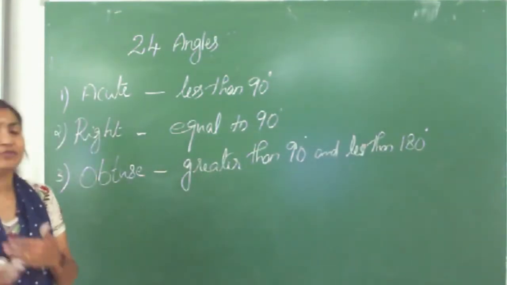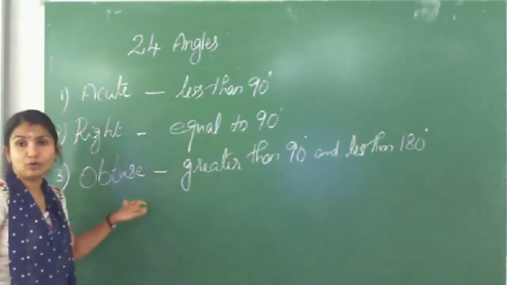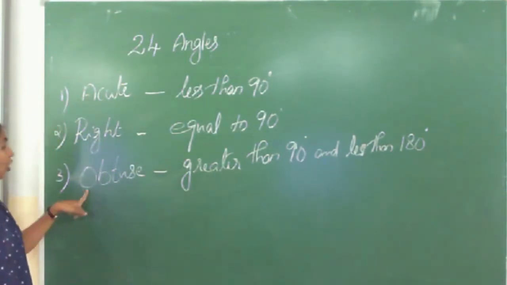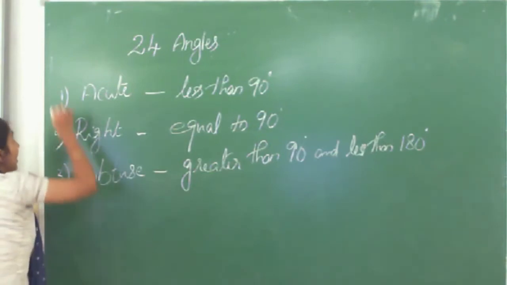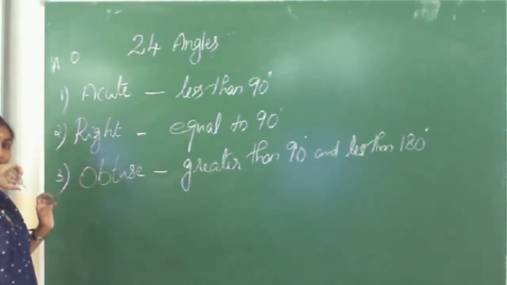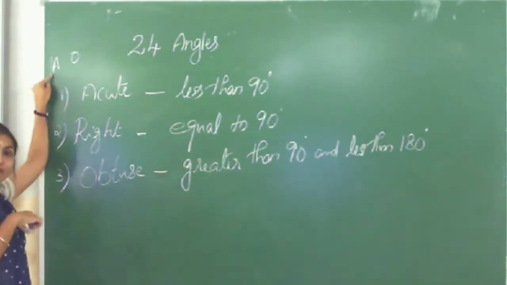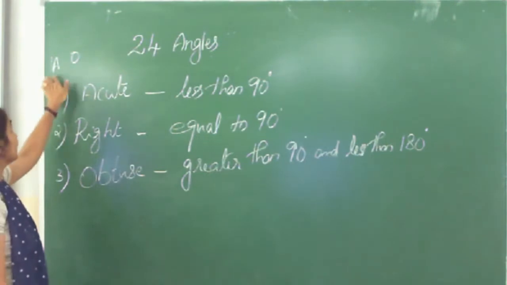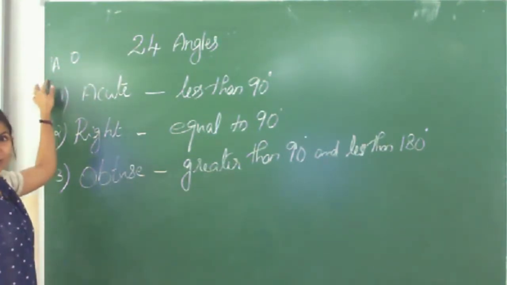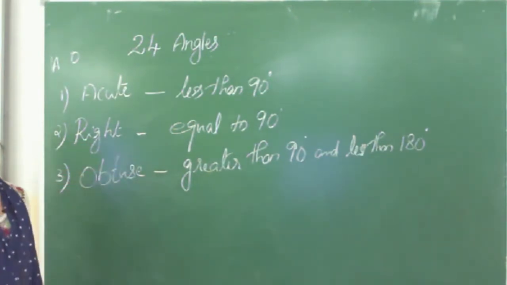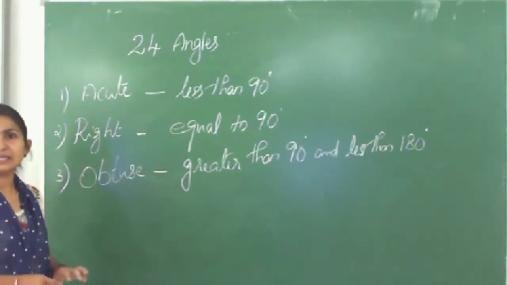Sometimes you may be confused with this acute and obtuse. Just think, acute A, obtuse O. A and O, which is coming first in alphabetical order? A is coming first, right? So A is the smallest one, so it is less than, and O means obtuse, which is greater than. Okay, obtuse angle. Till this it's clear, right?